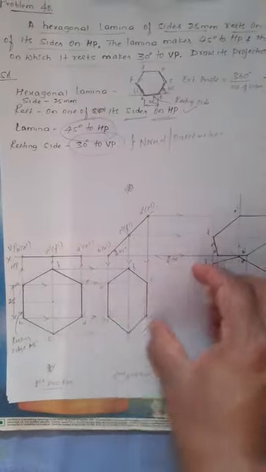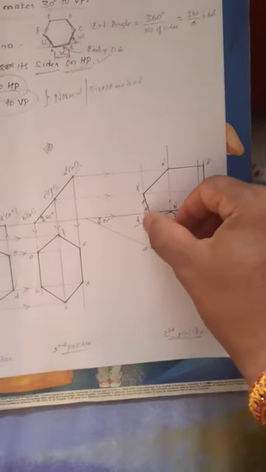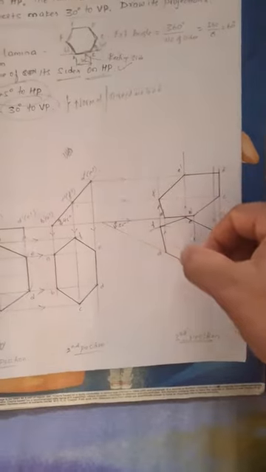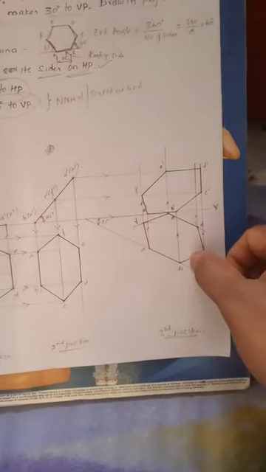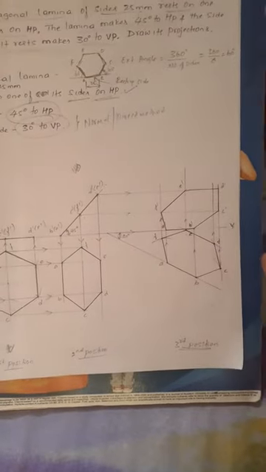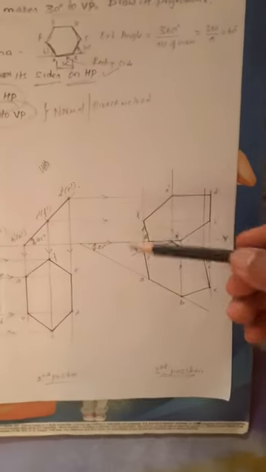Or rotate this lamina like this. Now C will come here, then D, E, F. Mark the points, then join all the corners. We will get the third position, the top view, where the lamina's resting edge is at 30° to VP. Now project the vertical projectors from the third position.